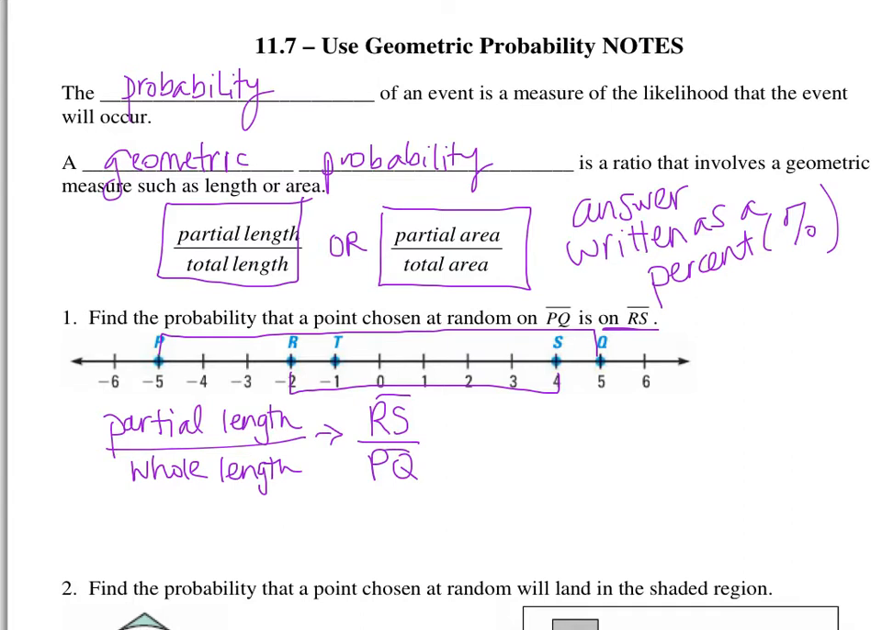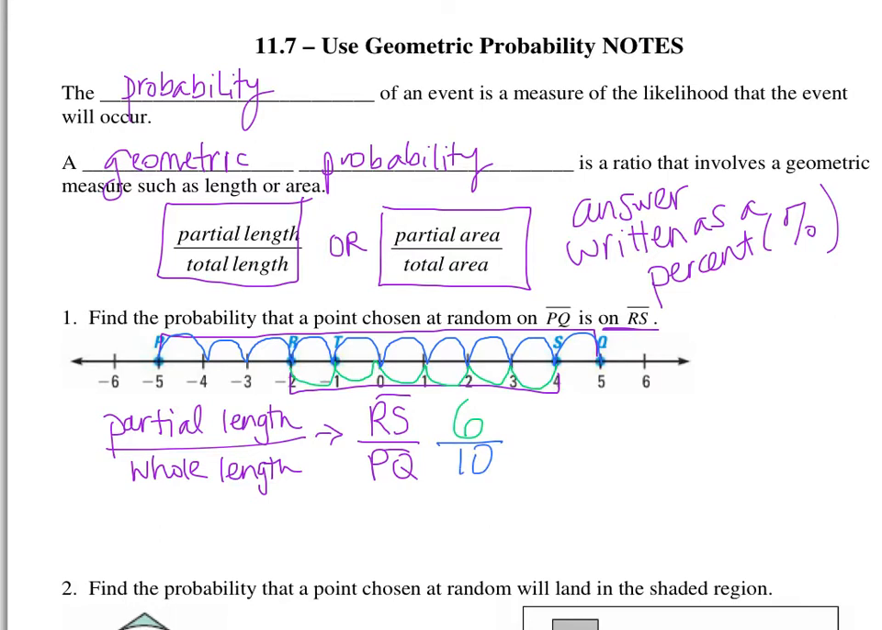Next we need to count to see how many spaces there are. If you remember from before, we should probably do little bubbles. For my RS, I'm going to go 1, 2, 3, 4, 5, 6. So there are 6 spaces for RS. Next for the P to Q, let's go on top. 1, 2, 3, 4, 5, 6, 7, 8, 9, 10. So that's out of 10.